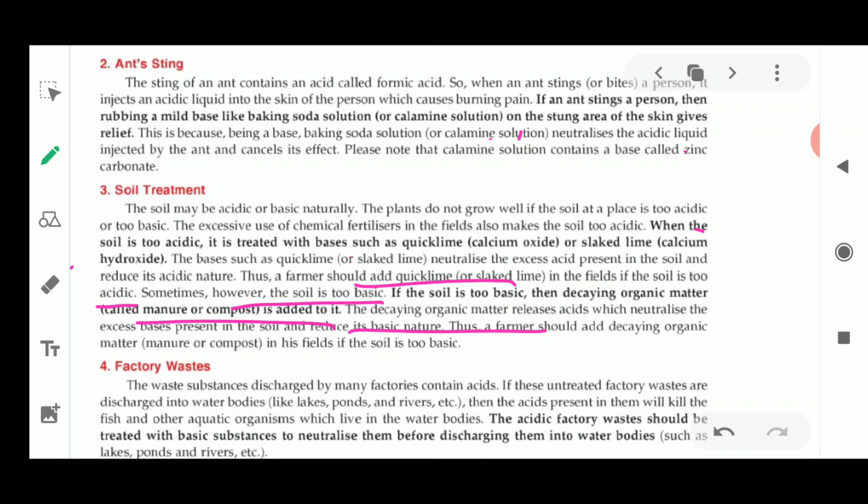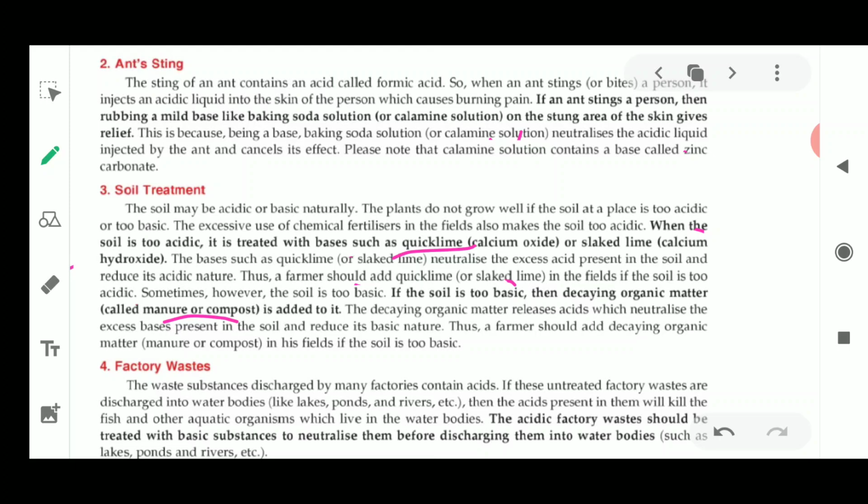So why is it going to neutralize the base? Because dead organic matter releases acid, and this can neutralize the excessive base which is present in the soil. So this is how the basic nature of the soil is treated by adding compost, and the acidic nature of the soil is treated by adding quicklime to it. So remember, compost for treating basicity, and for treating acidity you are adding quicklime to it.